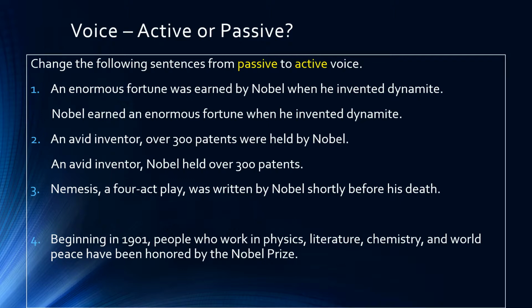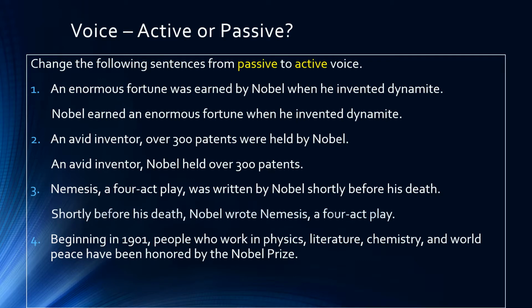Number three, Nemesis, a four-act play, was written by Nobel shortly before his death. Okay, Nemesis, and we have an appositive there, a four-act play, identifying what Nemesis is. Let's just take the appositive out for a moment. Nemesis was written by Nobel shortly before his death. Let's change that to the active voice. Shortly before his death, Nobel wrote Nemesis, a four-act play. We could actually reword it again. Nobel wrote Nemesis, a four-act play, shortly before his death. But it's Nobel now who is doing the acting. So it changes from passive to active.